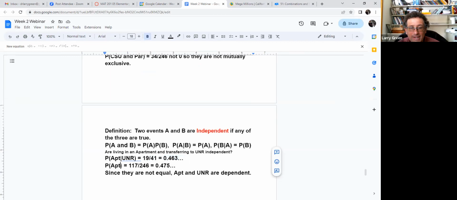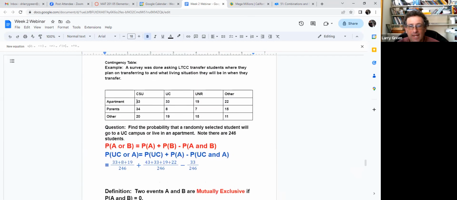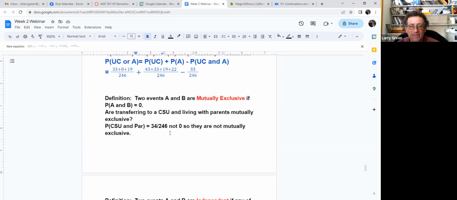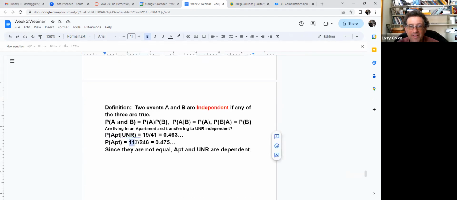On the other hand, if I want to find the probability that a general random student lives in an apartment, then I take 43 plus 33 plus 19 plus 22, because those are all the apartment students. I got 117. As I mentioned, there are 246 total students, and I get 0.475. Hopefully you can see 0.463 and 0.475 are not equal to each other. And if they're not equal, that means living in an apartment and transferring to UNR are dependent events.